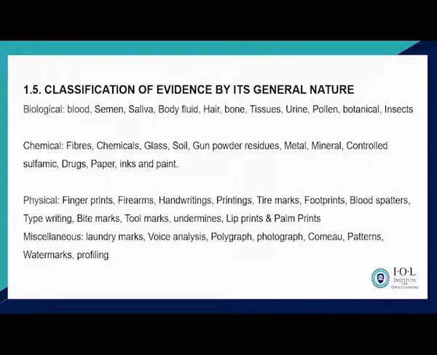Classification of evidence by its general nature. There are three classifications: biological, chemical, and physical. What is biological evidence? Blood, semen, saliva, body fluid, hair, bone, tissues, urine, pollen, botanical, insects. What are chemical evidence? Fibers, chemicals, glass, soil, gunpowder residue, metal, minerals, controlled substances, drugs, paper, inks, and paint.